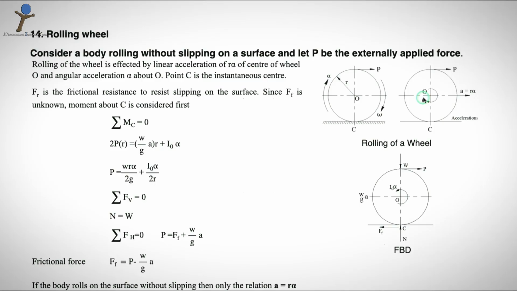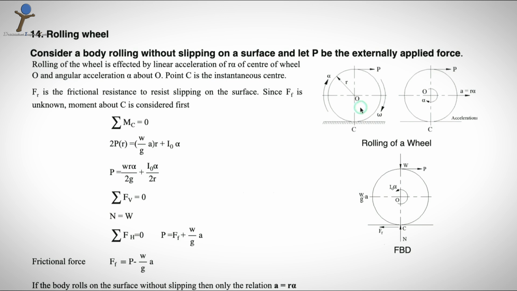Let's understand the concept of a rolling wheel. Here consider a body rolling without slipping on a surface, and let P be the externally applied force. In a rolling wheel, there are two phenomena that happen. One is the wheel rotates about its own center of rotation, and the second one is the wheel moves forward.